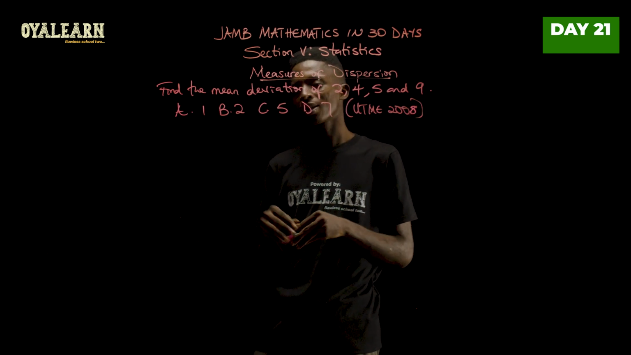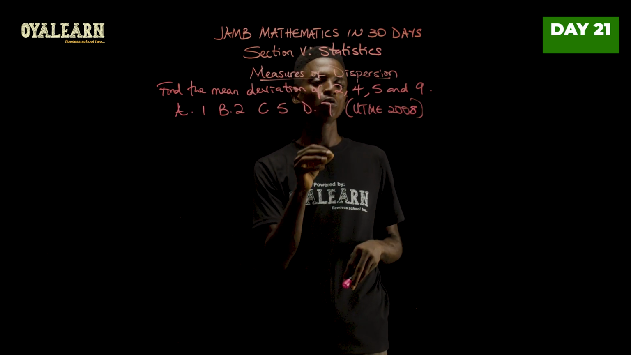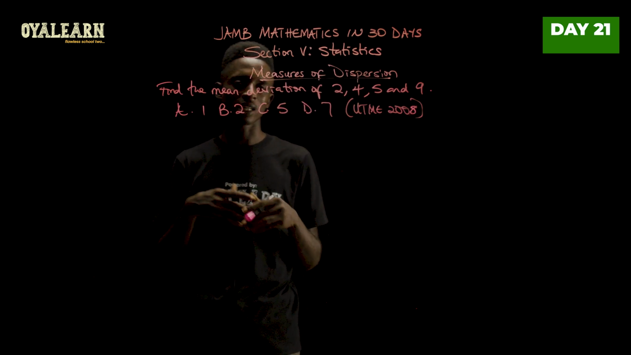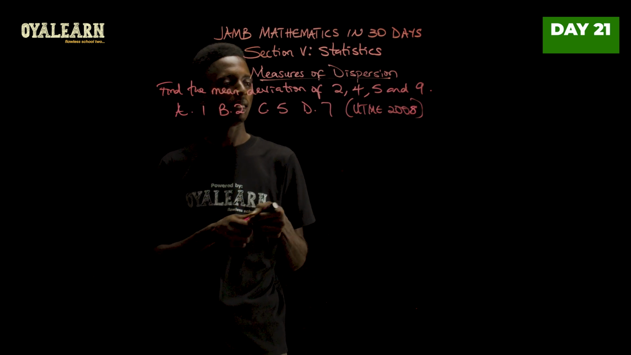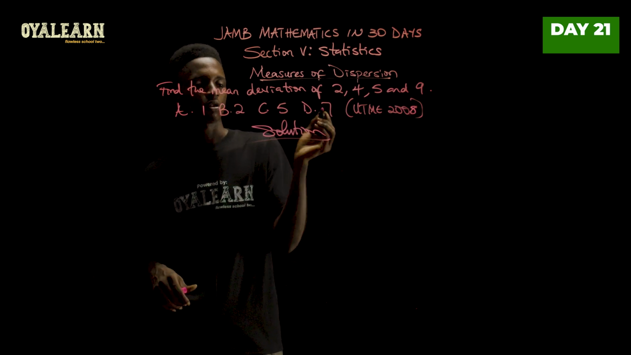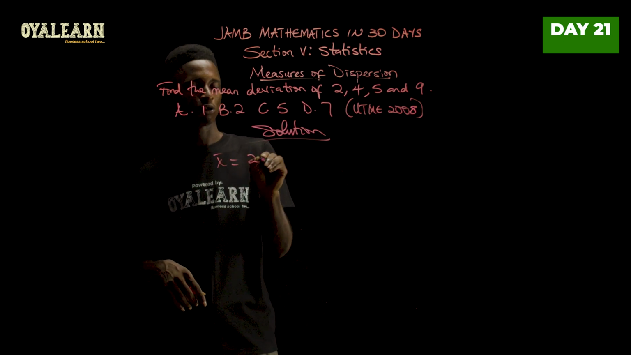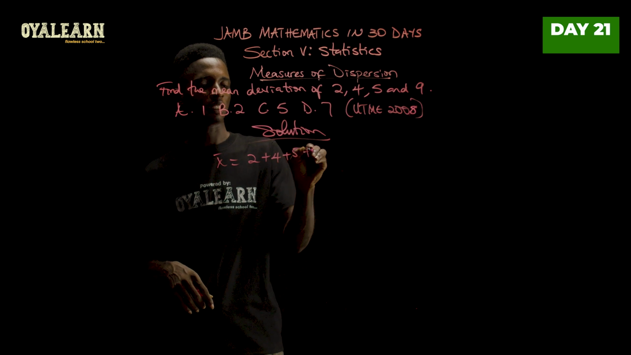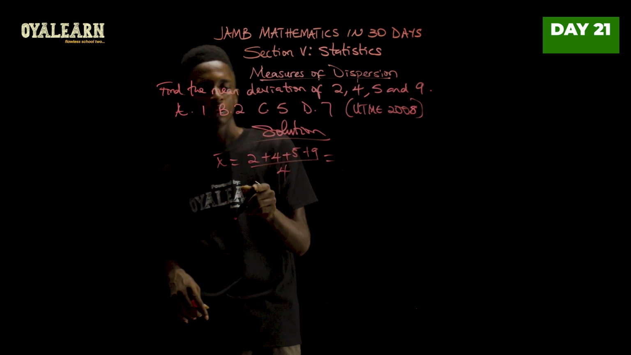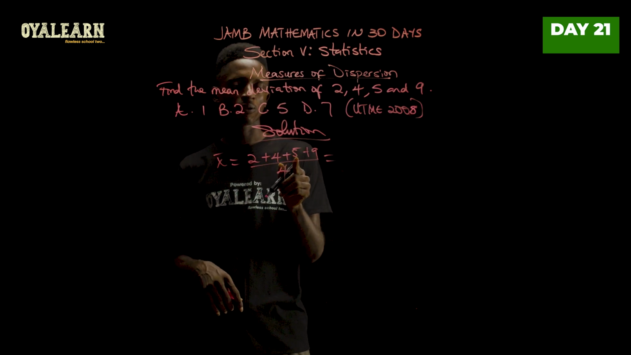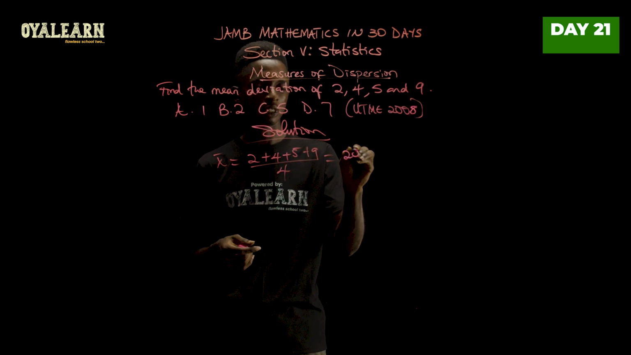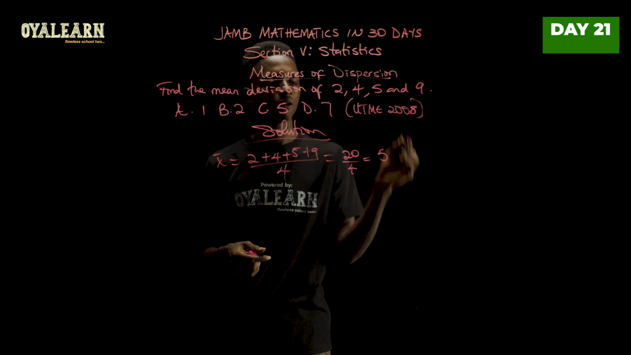Now, this question asks that we find the mean deviation of 2, 4, 5, and 9. So we already know the drill. In this case, we find the mean first, and then we make our table and then find the mean deviation. So starting with the mean, we have 2 plus 4 plus 5 plus 9 divided by 4. Now this is 6, 6 plus 5, and we have 11 plus 9, that's 20. So 20 over 4, our mean is 5.